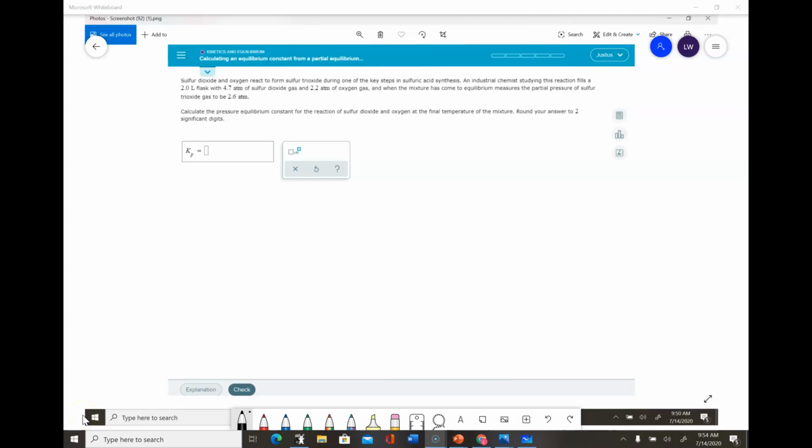So this question is calculating an equilibrium problem. I don't quite know what the end of the problem is, but it looks like we're going to have to calculate an equilibrium constant. And so it says sulfur dioxide and oxygen gas react to form sulfur trioxide during one of the key steps in sulfuric acid synthesis.